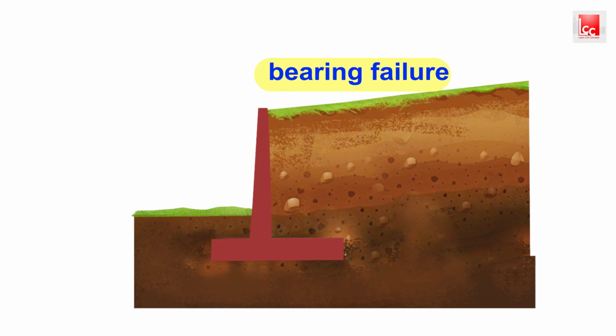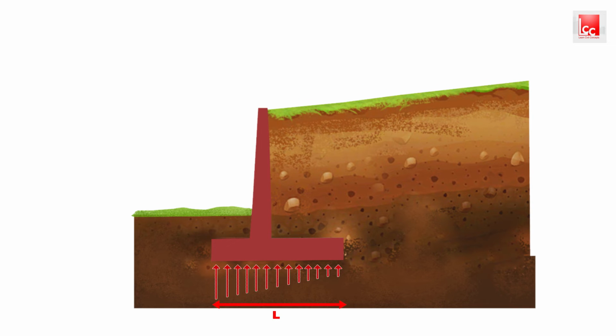Now the third kind of failure, which is known as bearing failure. The failure occurs when the soil below the wall fails in bearing pressure. The soil can bear only a certain amount of allowable pressure, which is found by geotechnical study. So the width L of the base must be adequate to distribute the vertical reaction. If the soil is not able to bear pressure, it will deform as shown in the model. The dotted line shows the deformed wall due to bearing failure.